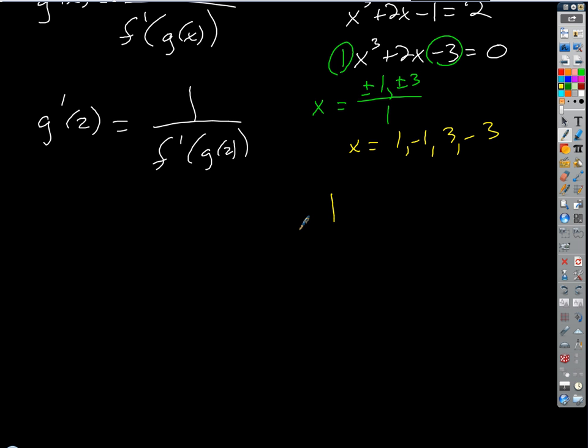So we'll run through synthetically, let's try a 1, and our coefficients are going to be 1, 0, 2, 3.